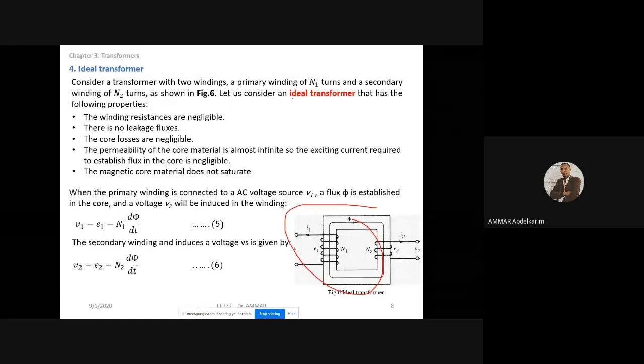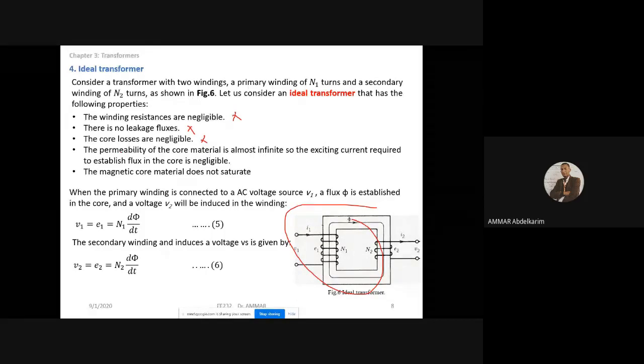Let's consider an ideal transformer. What does it mean, an ideal transformer? Firstly, the winding resistances are neglected. The internal resistances of those windings, the primary and the secondary, are neglected, so the resistance is 0. There is no leakage flux. The core losses are neglected also. There are no core losses.